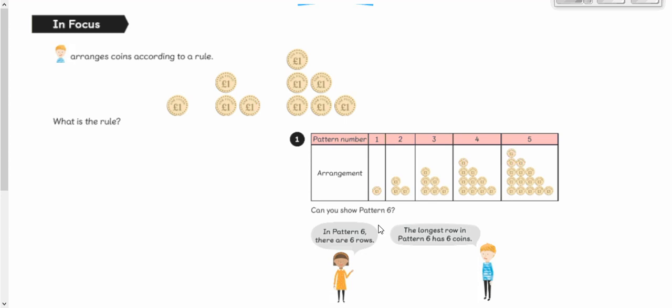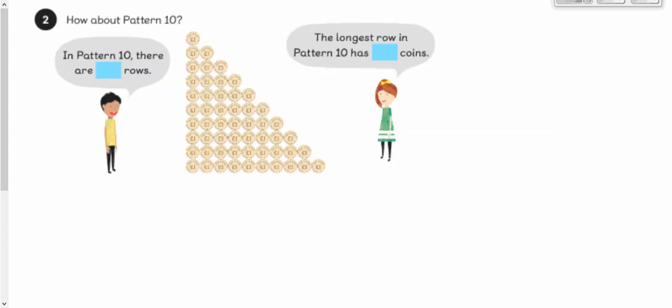So she's shown in pattern 6, there are 6 rows. So there are 6 rows of coins, and the longest row is going to be 6 coins. So you'd add another 6 coins under here, and it'd be a row of 6, row of 5, row of 4, row of 3, row of 2, row of 1. Nothing too complex there. So how about pattern 10? So he's saying in pattern 10, there are how many rows? So if we're saying that pattern number 1 was 1 row, pattern number 2, there were 2 rows.